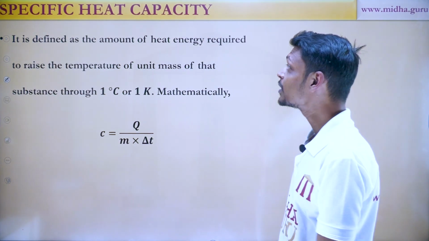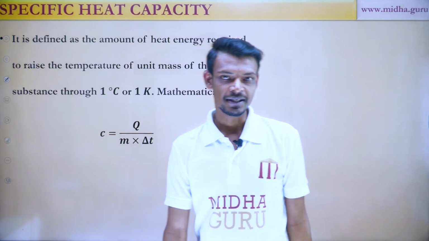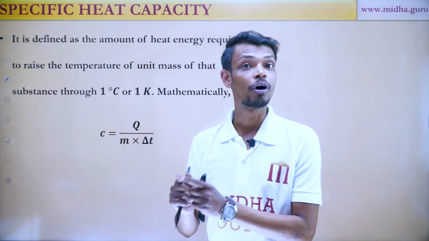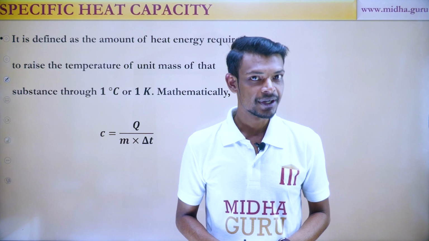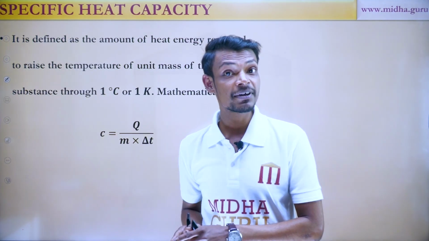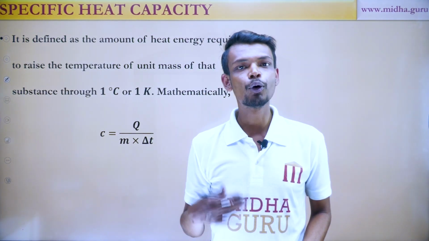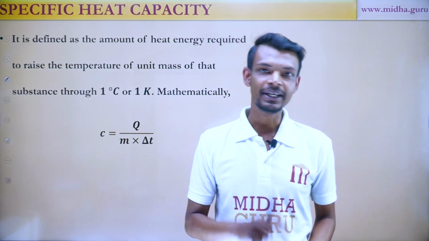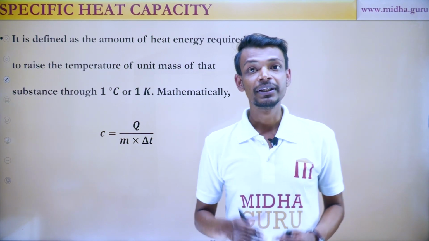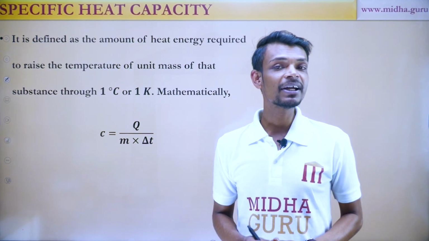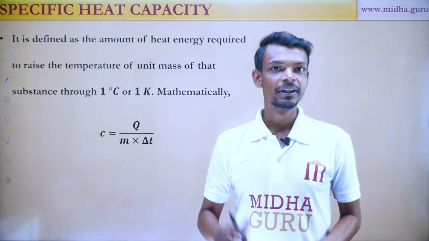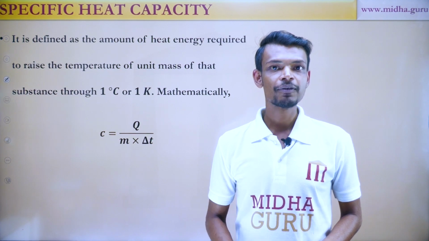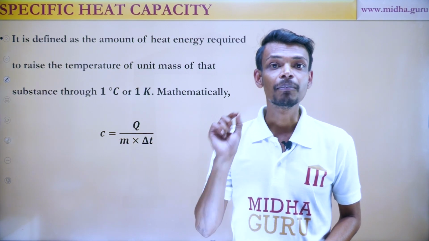Next, we are going to talk about specific heat capacity. Now, specific heat capacity is the heat capacity of a unit mass of a substance. Now, you see the difference between heat capacity and specific heat capacity. In heat capacity, we were only talking about the amount of heat supplied to raise the temperature by 1 degree Celsius. We were not concerned about the mass of the body. But in specific heat capacity, we are talking about the amount of heat supplied to increase the temperature of a body of unit mass.